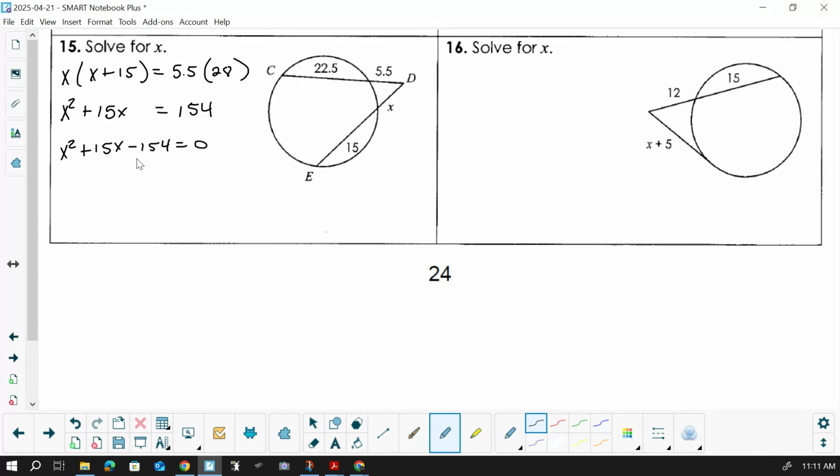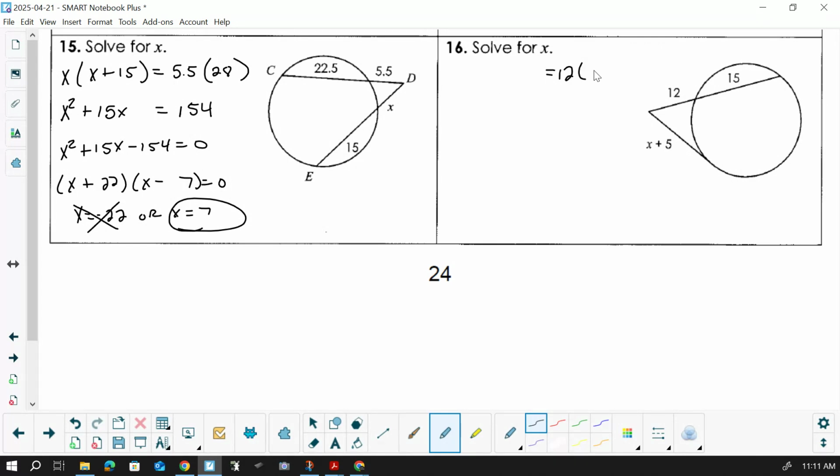From there, we're going to factor this. X plus 22 is going to be one side, so we got our x, and like I said, 22, and we'll go plus 22 and minus 7. 22 times 7 is 154. Okay, which means our two answers are negative 22 or positive 7. Can't have the negative, so we go with positive 7 for x. Last one.